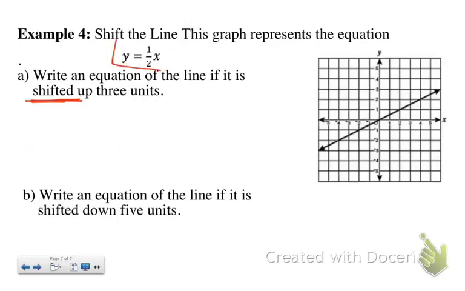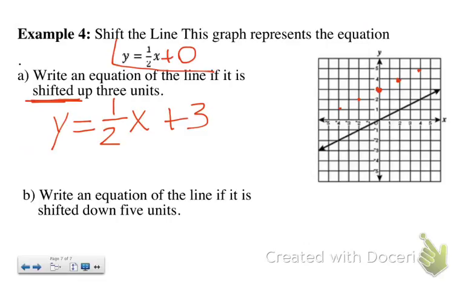So the original equation has a y-intercept of 0. We don't write 0, but because it's not there and it's going through the origin, it has a y-intercept of 0. So if it's going up 3 units, it's going to cross the y-axis at positive 3, and then it's still going to have the same slope as it did before. So that would be the new line, and the equation of that would just be y equals 1/2 x plus 3.